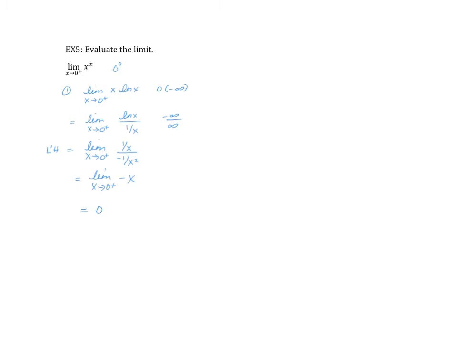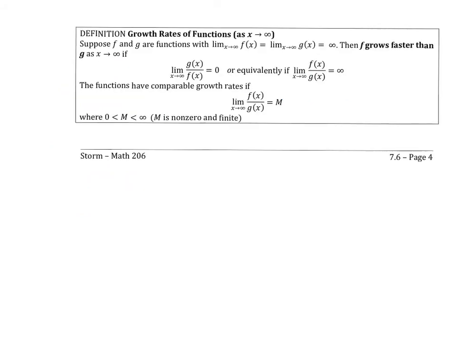So that would be our step 2. And we get the limit as x goes to 0 from the right of x to the x is equal to e to the 0, which is equal to 1. So again, we have to substitute that limit back into the exponent on e. Let's go to the other page, the next page, and look at another example.